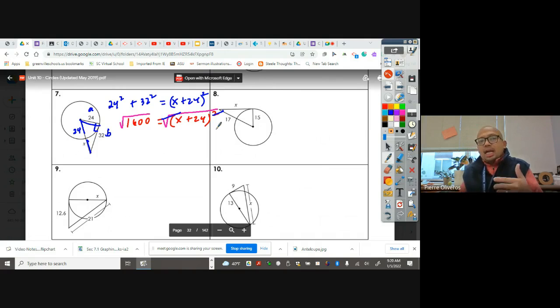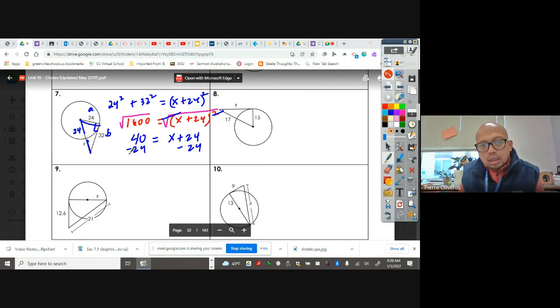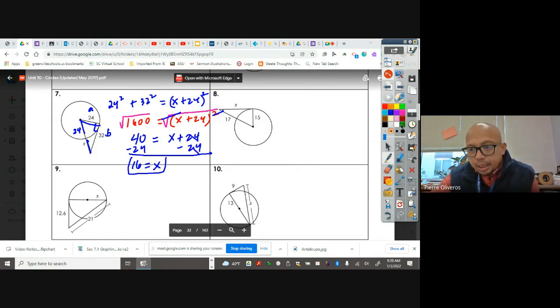But in this case, I will not, because I can take the square root of 1600. If you use your calculator, the square root of 1600, I believe, is 40. That is equal to x plus 24. Subtract 24 on both sides here. So therefore, cancel, cancel. 40 minus 24 is 16. That's the value of x. Understood?